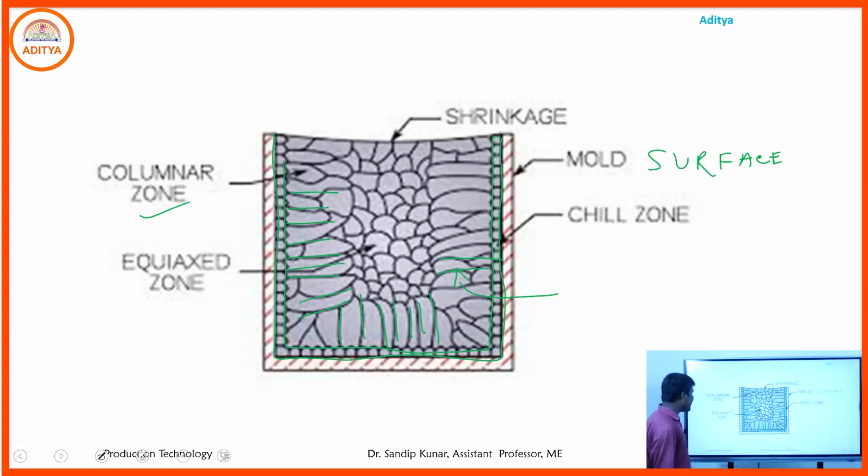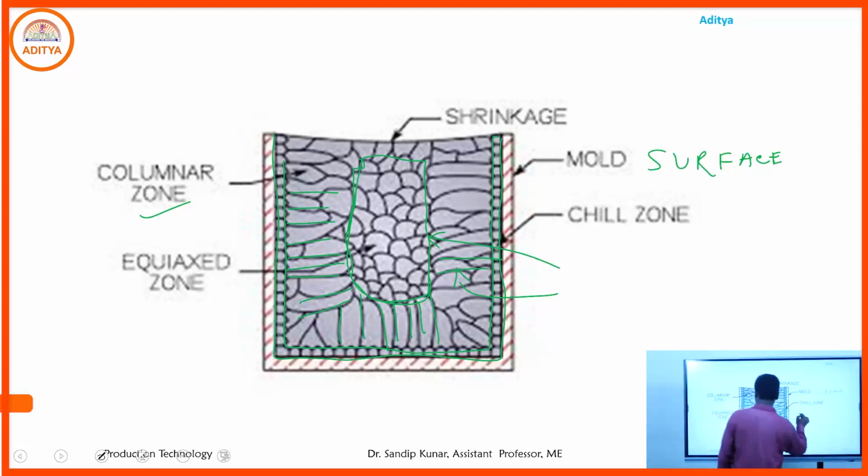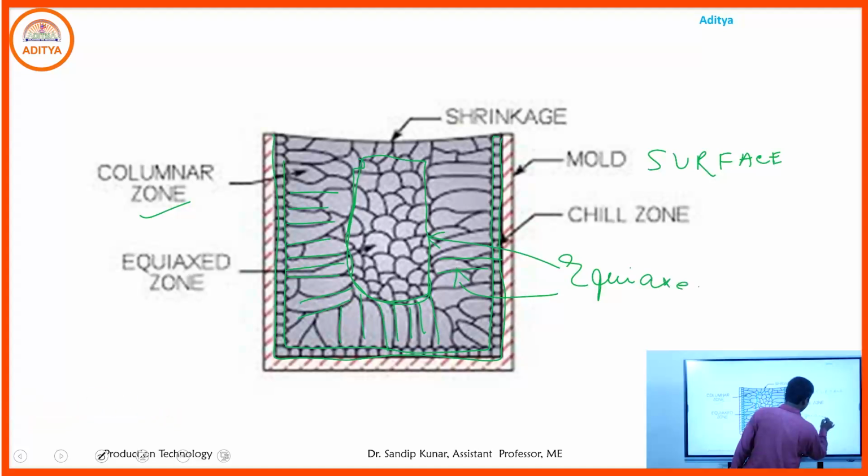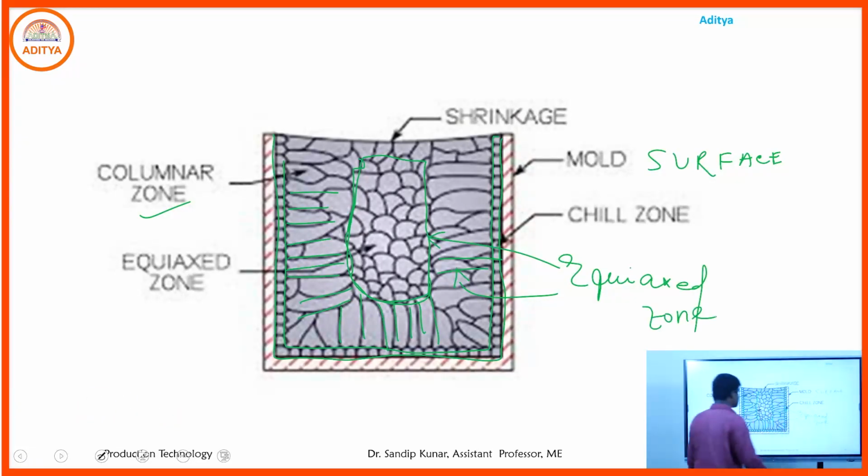Internally, the crystal structure is not directional but random in orientation. That zone is called the equiax zone.